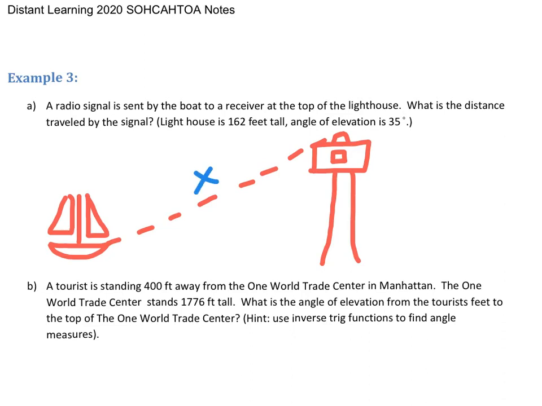Secondly, we know that the lighthouse is 162 feet tall. That would be this measurement right here. Now if you're looking closely, the signal goes to the top here. We can connect back to the boat. And what type of shape are we creating? Yeah, we're just creating a right triangle.